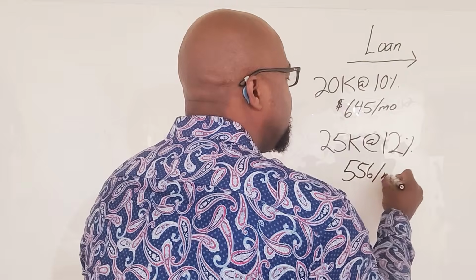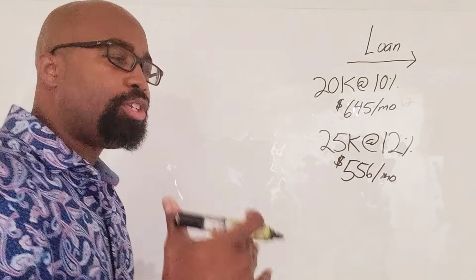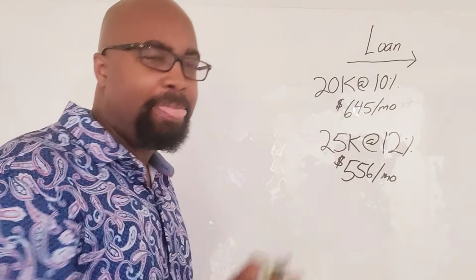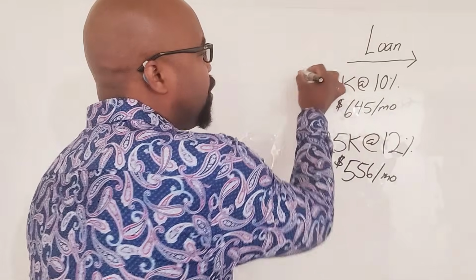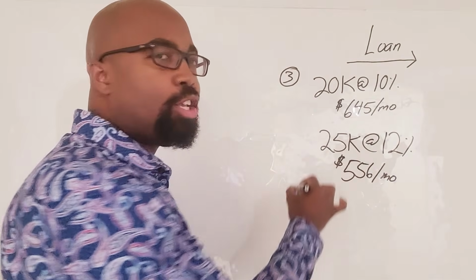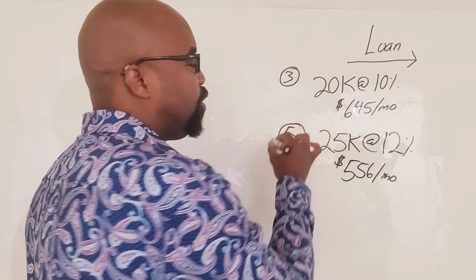Now, of course, these loans are going to have what? Terms, right? So the term is going to be the year in which they expect you to pay these loans off. So this first one is going to be 3 years. That's 3 with a circle. And then the next one is going to be 5 years. That's going to be 5 with a circle.